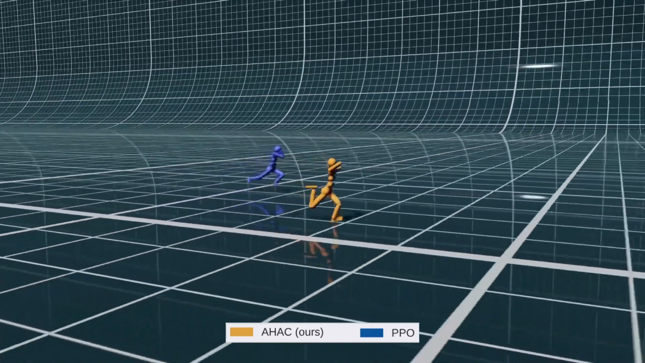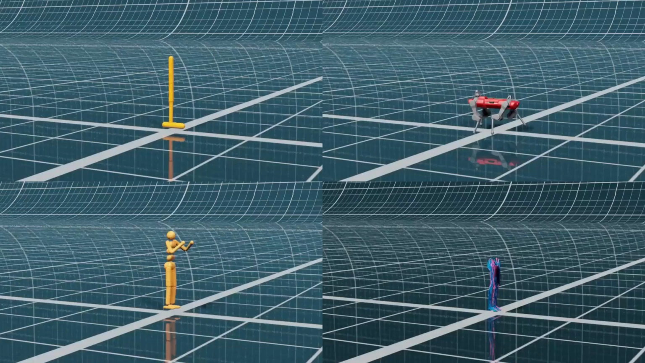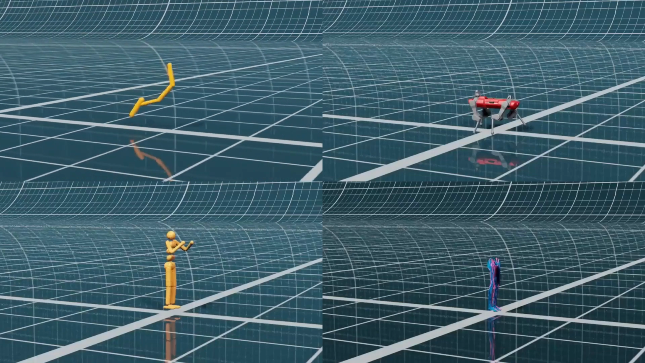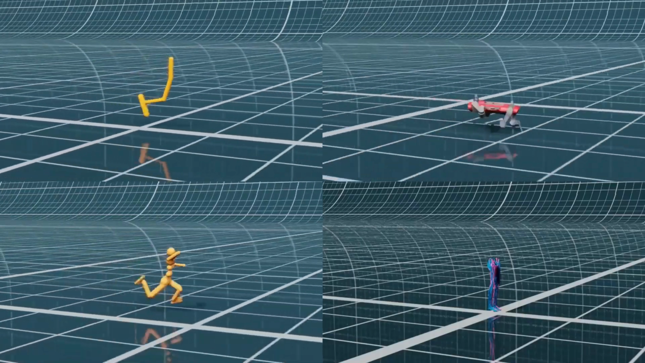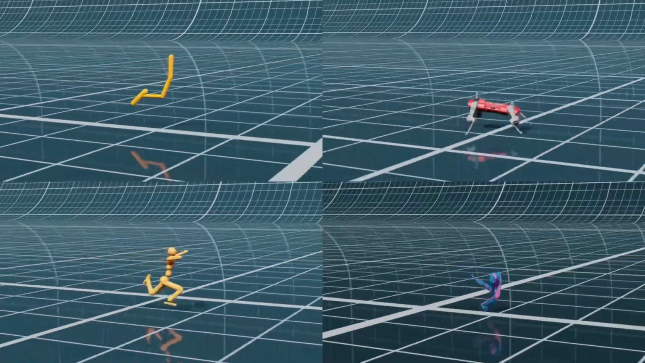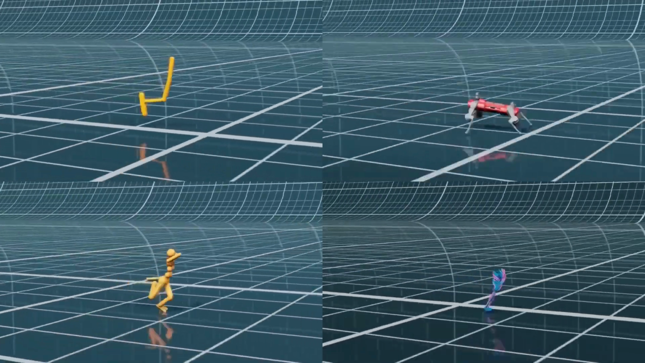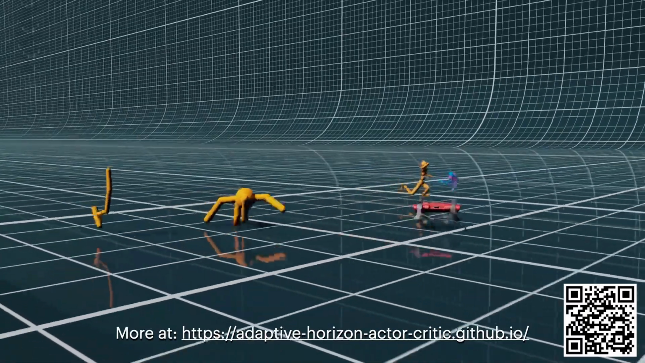Qualitatively, AHAC achieves more optimal and natural-looking behavior than PPO. We also run experiments on the classic tasks such as Hopper, a real robot such as Anymal, the popular humanoid task with 21 degrees of freedom, and an alternative muscle-actuated version with 152 degrees of freedom. The aggregate results suggest that AHAC outperforms PPO by 40% across all tasks. From the score distribution, we can see that even in its worst case, AHAC still performs favorably against baselines. To find out more, please visit our website.